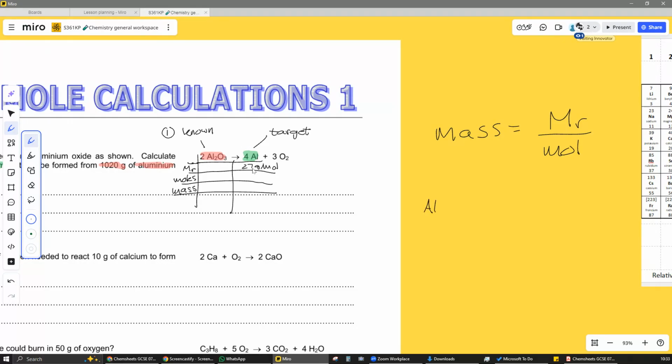So if you want to look at the molar mass of aluminium oxide, that's going to be 27 times 2 for the 2 aluminiums. And the molar mass of oxygen is 16, so we do 16 times 3. When you put that in your calculator, you should get, I think I know it off by heart, 102 grams, but I'll just double check. Yeah, 102 grams. So it's 102 grams per mole. So we can write this here.